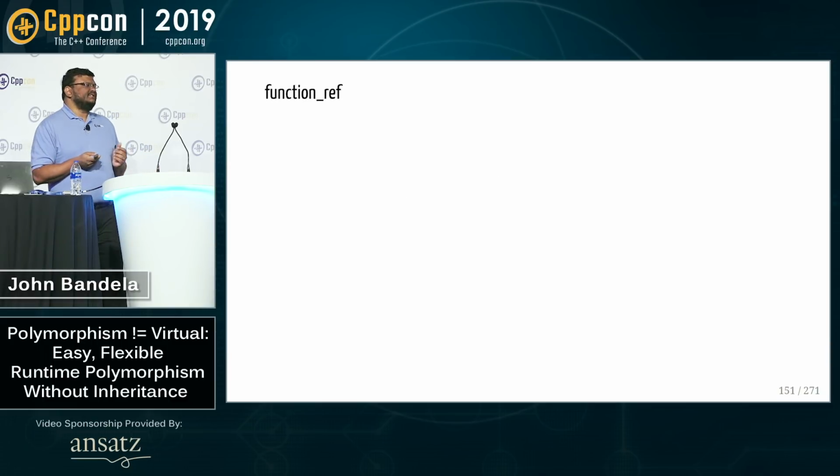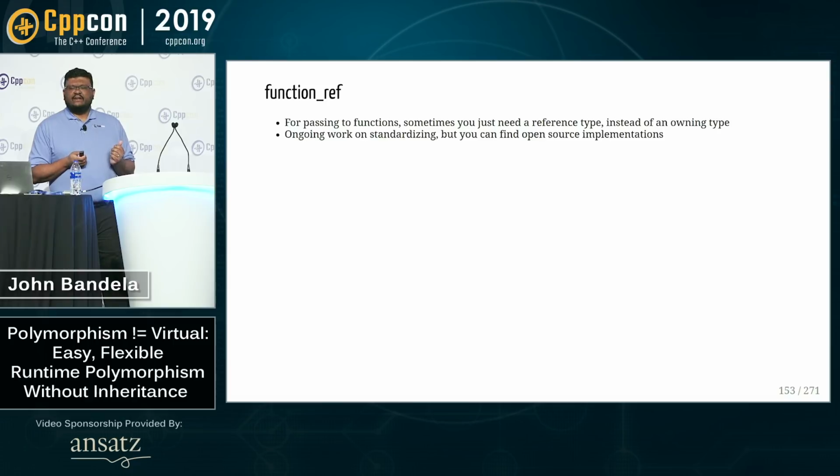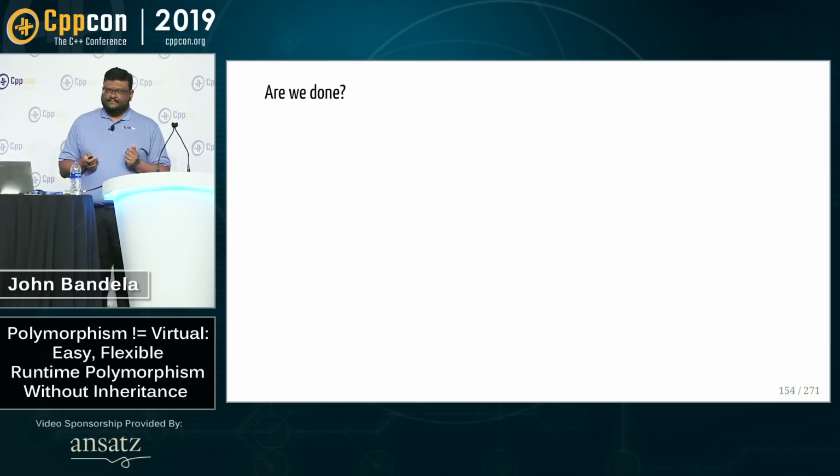And the other thing is function ref. A lot of times when we're passing stuff to functions, we actually don't need an owning type. We can just pass a reference type instead of an owning type. I don't believe it's standard. There's ongoing work on standardization, but there's a bunch of open source implementations you can find. So we've got function and function ref. Are we done?